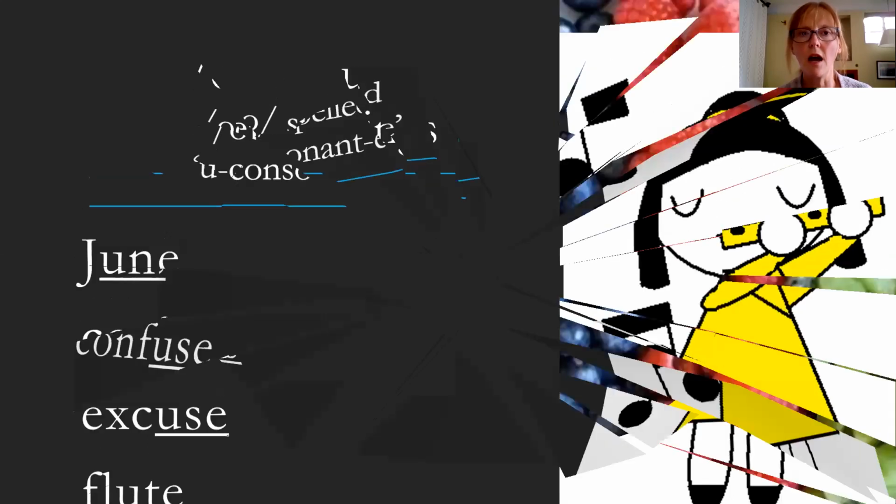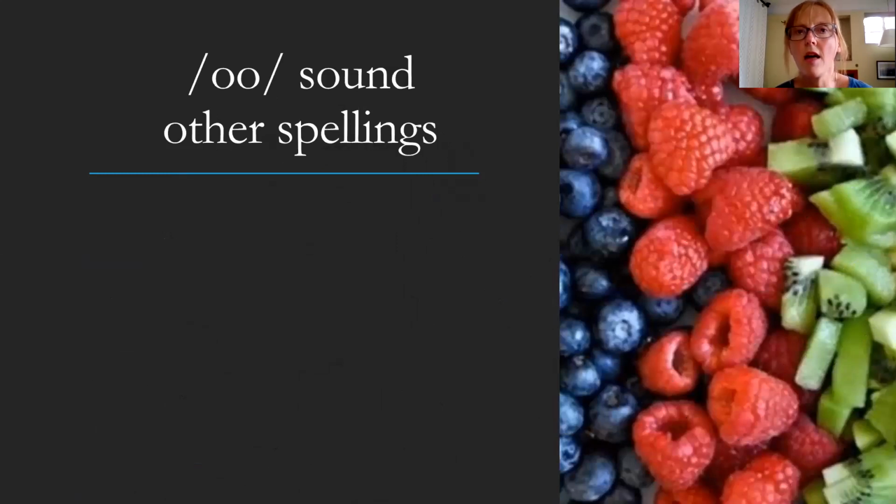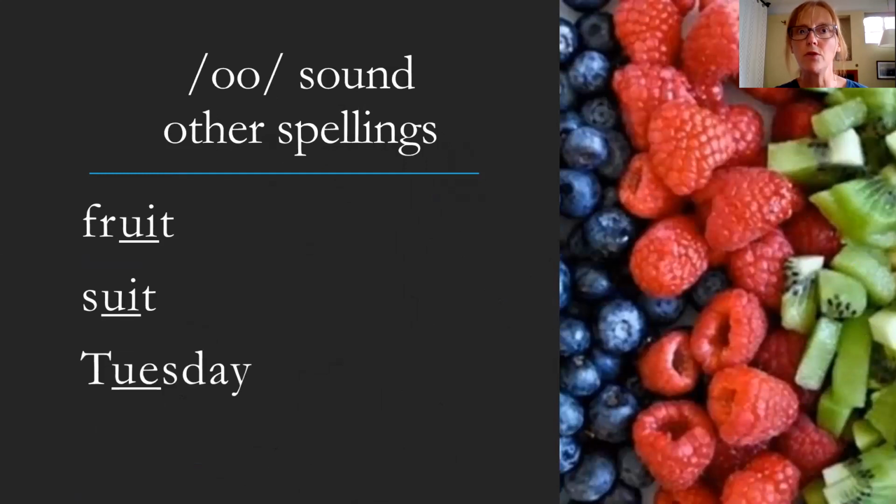To look at just a couple of words that have other spellings for that OO sound, we can turn to fruit, that delicious looking fruit salad there. OO is spelled U-I. Same with suit. The man wears a suit every day to work. It's also spelled U-I to make the OO sound. And then we have the word Tuesday, again capitalized because it is the name of the day of a week.